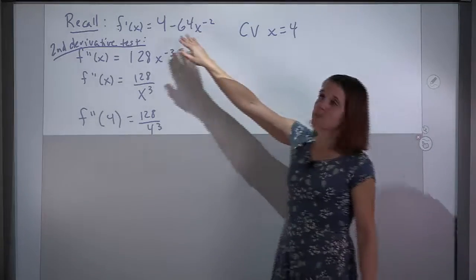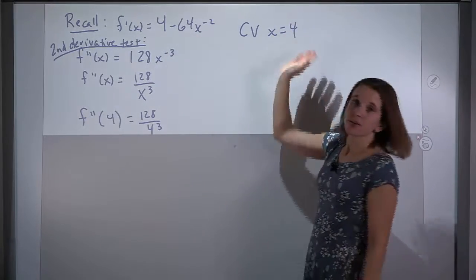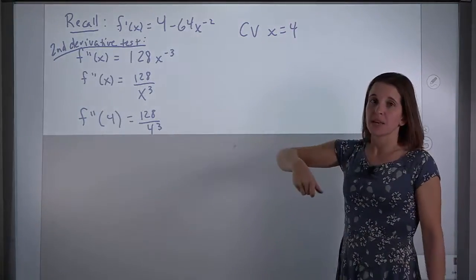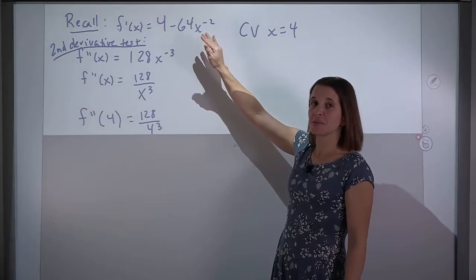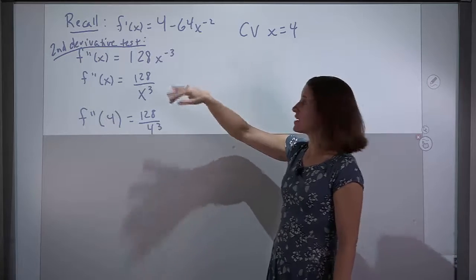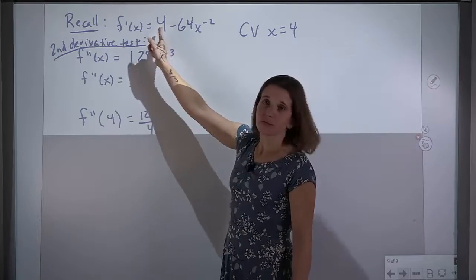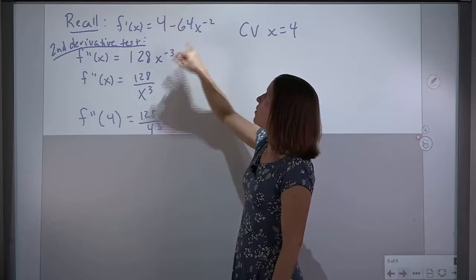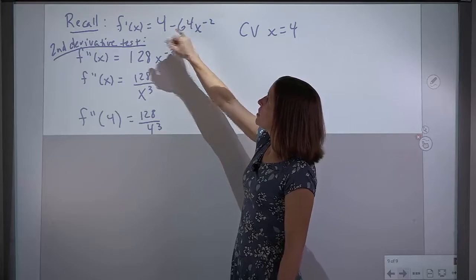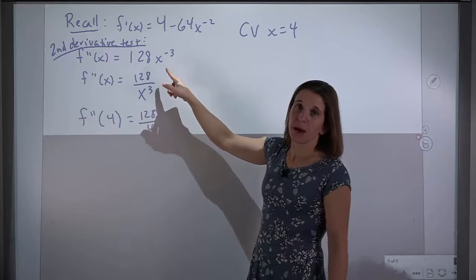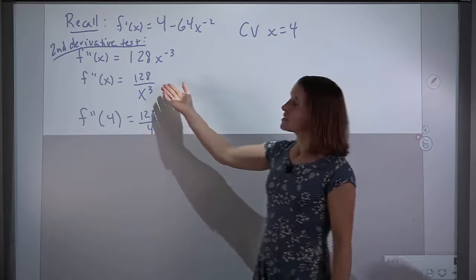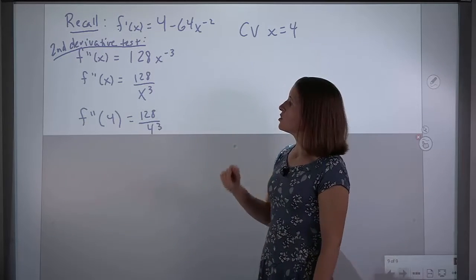So here's my derivative. Here's the critical value. I'm ready to do that second derivative test. Notice that I wrote the power rule version because that makes it ready for me to take the second derivative. I now take the second derivative. The derivative of 4 is 0. And here, when I bring that power down, it'll be positive 128. And now subtract 1 from the power, x to the negative 3. So the second derivative is 128 over x cubed.